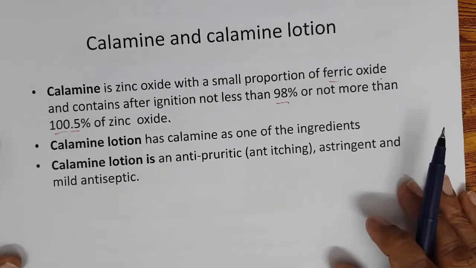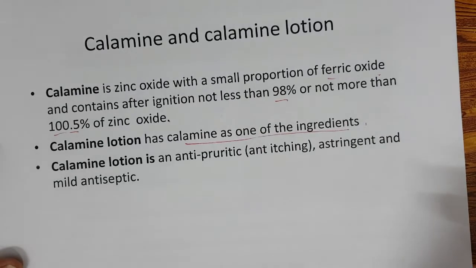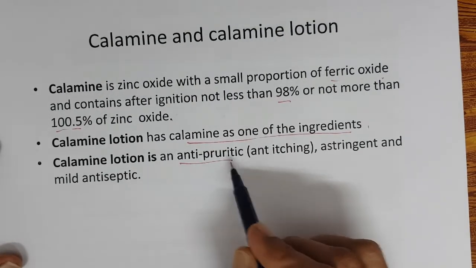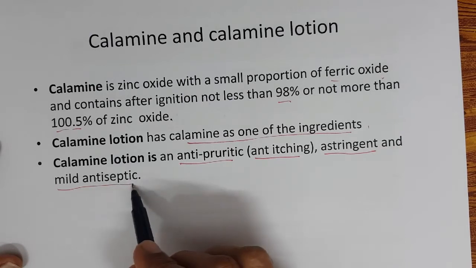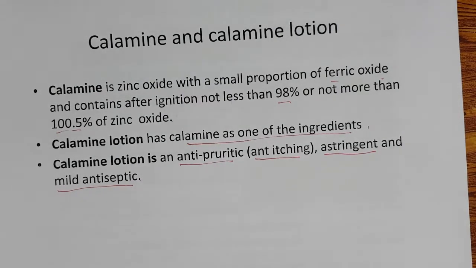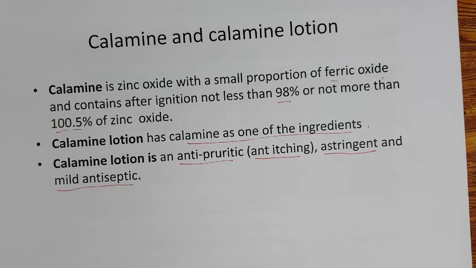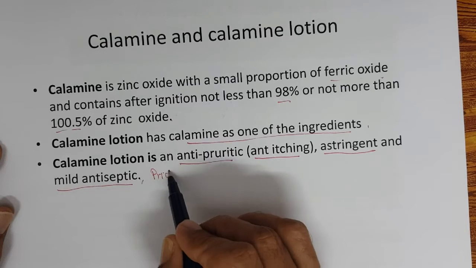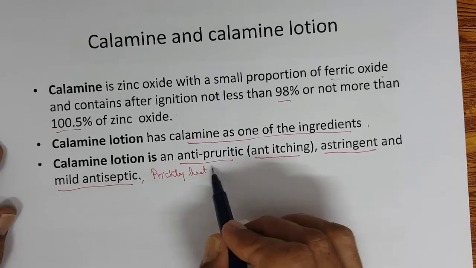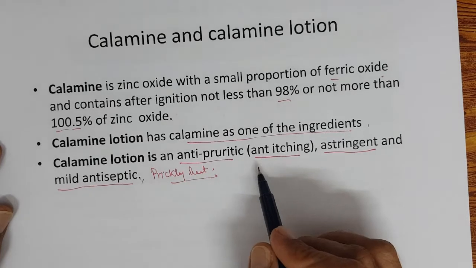Okay, Calamine lotion has Calamine as one of the ingredients. Calamine lotion is an antipruritic, that is anti-itching, astringent and mild antiseptic. So in any allergic manifestation, Calamine lotion can be applied because it's antipruritic, anti-itching, and also in case of prickly heat, Calamine lotion works very effectively as an astringent and a mild antiseptic and antipruritic.